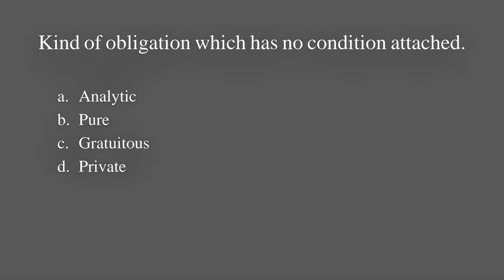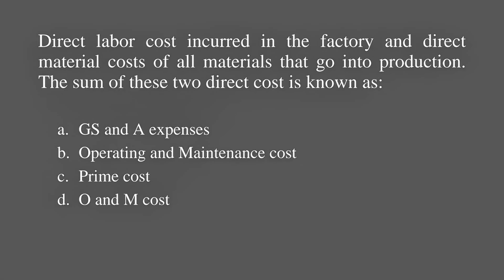Break even, no gain, no loss. Kind of obligation which has no condition attached. A. Analytic. B. Pure. C. Gratuitous. D. Private. The answer is letter C. Gratuitous. Direct labor costs incurred in the factory and direct material costs of all materials that go into production. The sum of these two direct costs is known as A. G, S, and A expenses. B. Operating and maintenance costs. C. Prime costs. D. O and M cost. The answer is letter C.